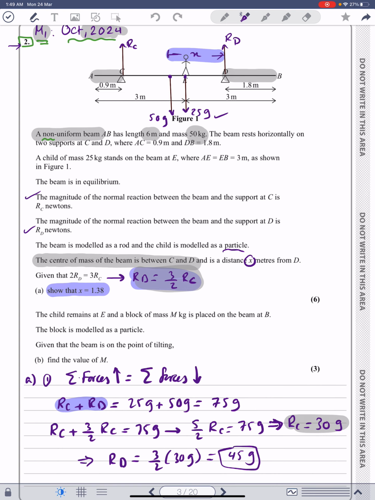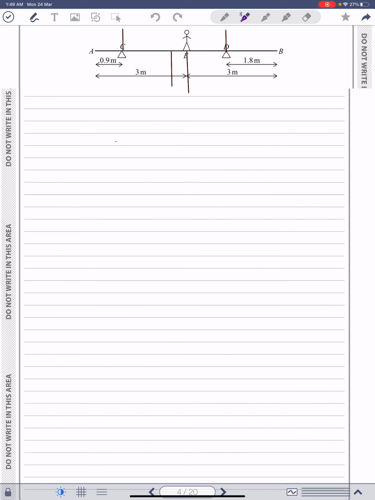Continuing with the second step, which is the moments. Writing the values here if you don't have that good memory. RC is 30G, RD is 45G. Then you label them with the values now. So this is 30G, RD is 45G. Then you decide about which point you take the moments about. I'm just showing you what I did there fast.